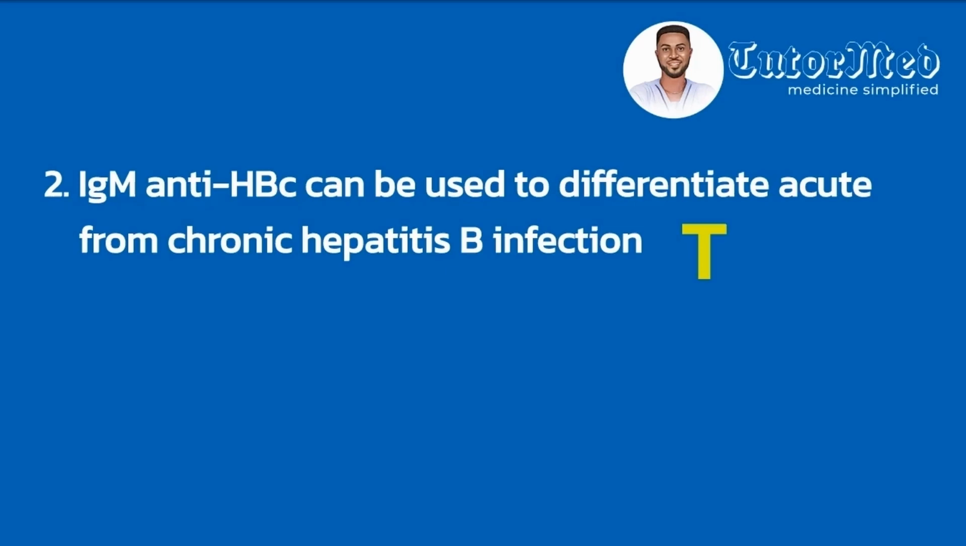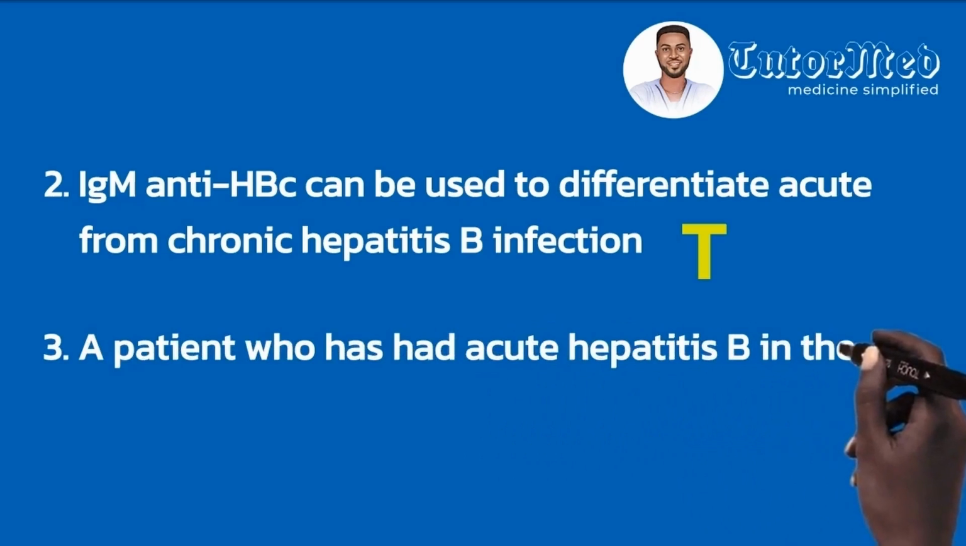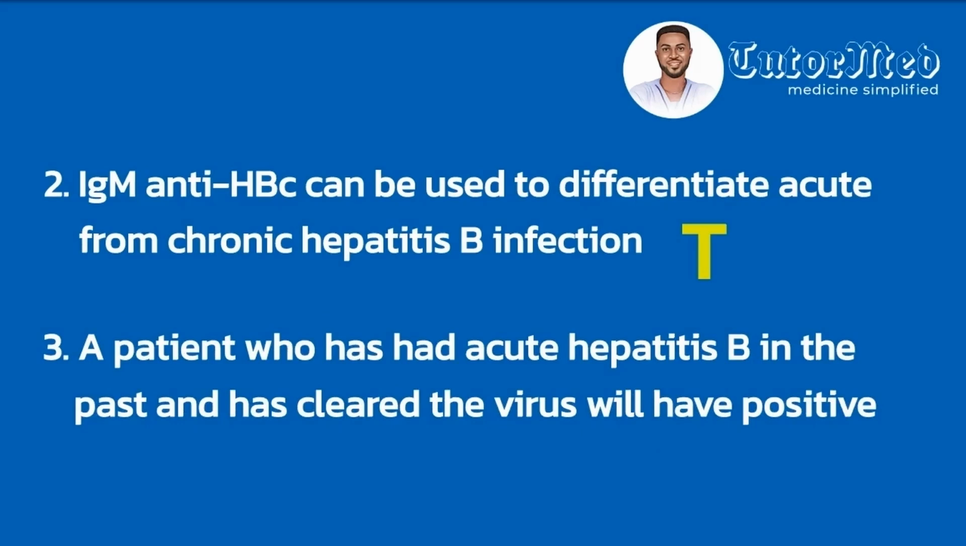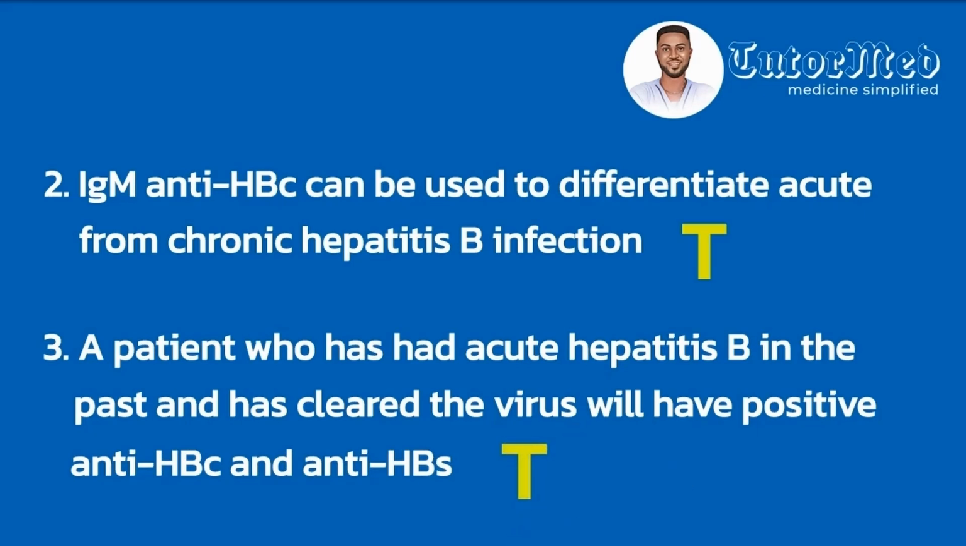The third question. A patient who has had acute hepatitis B in the past and has cleared the virus will have positive core antibody and a positive surface antibody. If your answer is true, then you would be right. This patient has immunity, and the immunity came as a result of a survival from a past infection. That is why he had a positive core antibody.